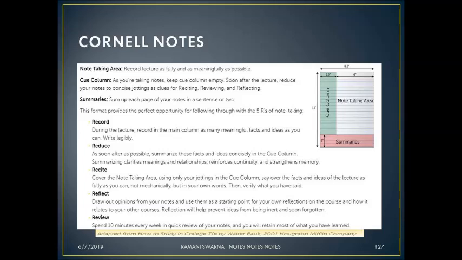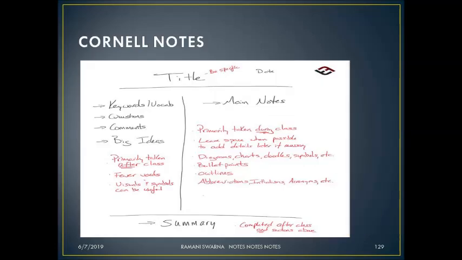Now here in Cornell Notes, you can see they have given you the entire thing. Note taking area: record lecture as fully and as meaningfully as possible. This is the part that they have to take care of. Q column is the one that is 2.5 inches, wherein you are going to introduce the keywords or whatever questions you need to ask for the next day. You can write down here. At the bottom of the page is the summaries, where you're going to summarize the entire lecture or whatever has been taught to you on that particular day. And these are certain 5 R's as to how we need to utilize it while we are using the Cornell sheet itself.